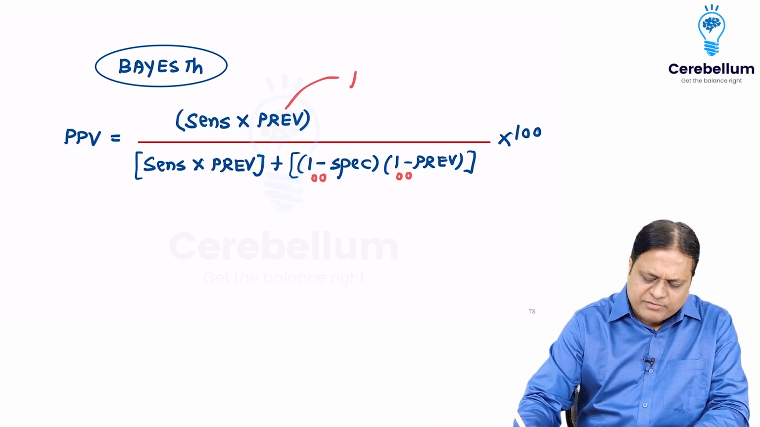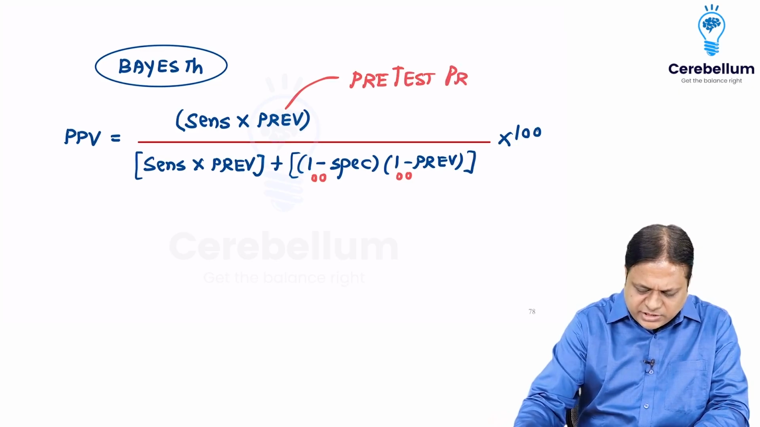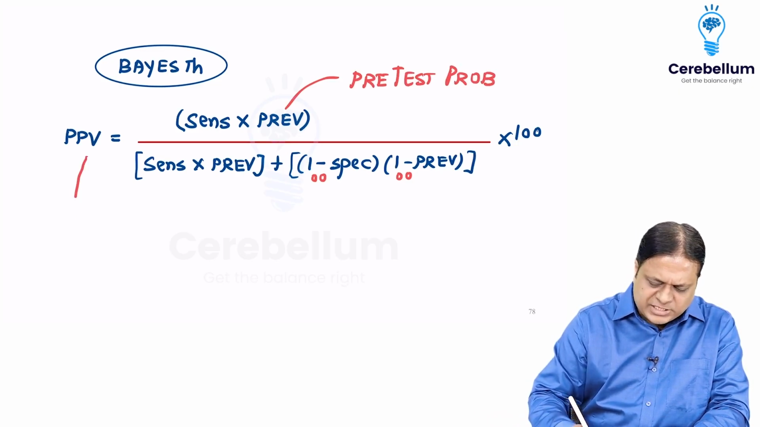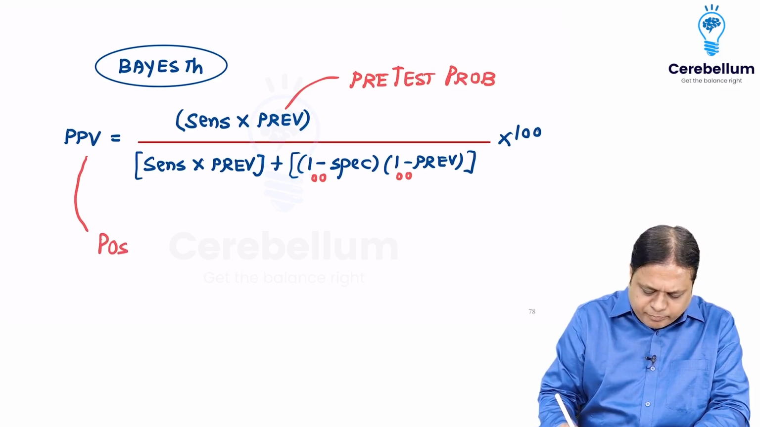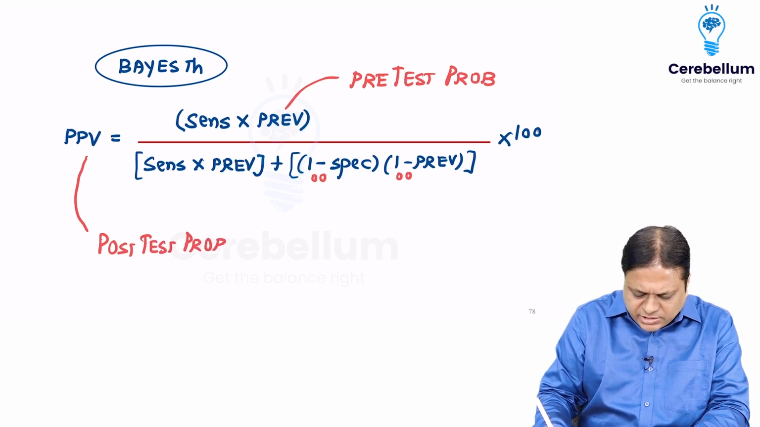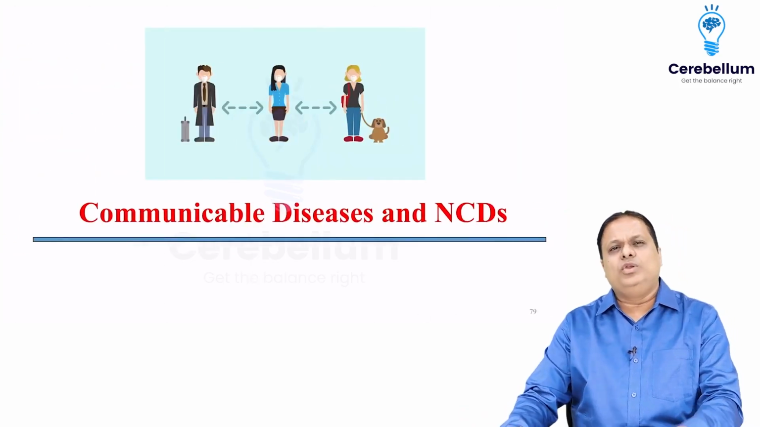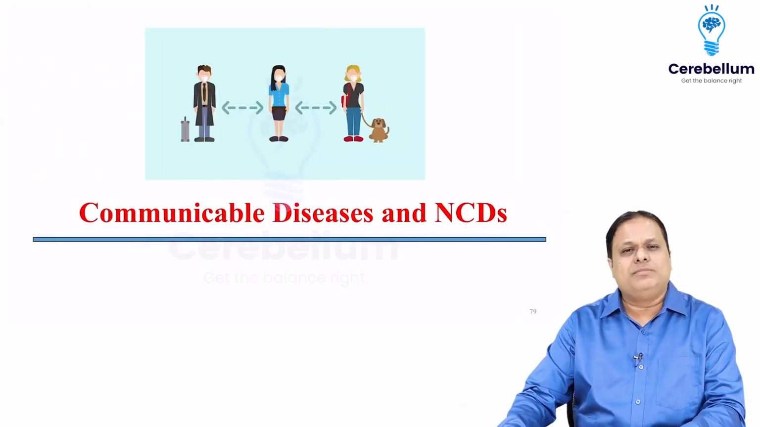Also remember, prevalence is the pre-test probability of a disease in the population, whereas PPV is the post-test probability of the same disease in the same population. Let us now move to communicable diseases and non-communicable diseases.